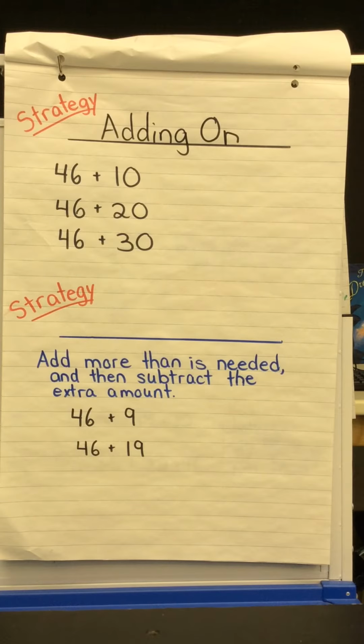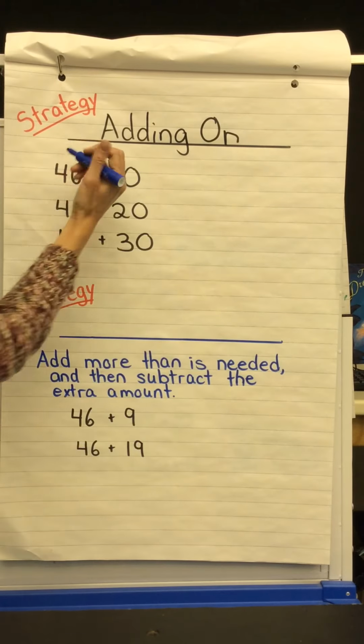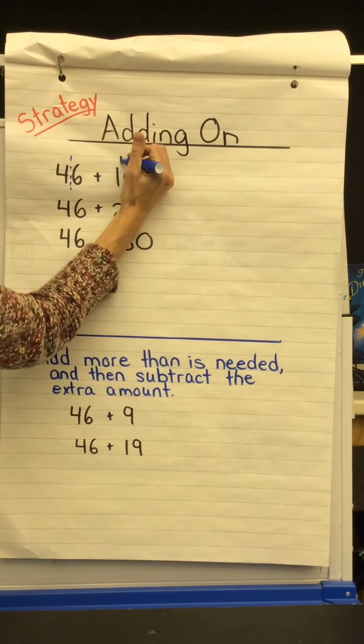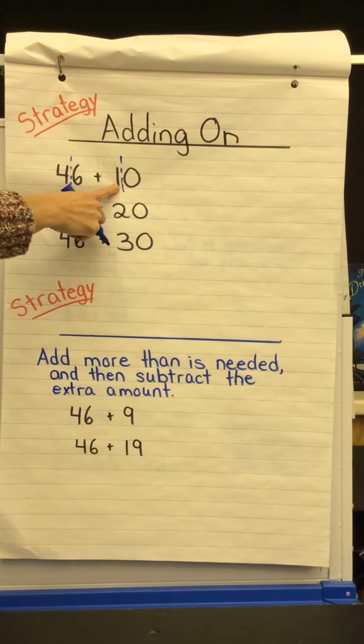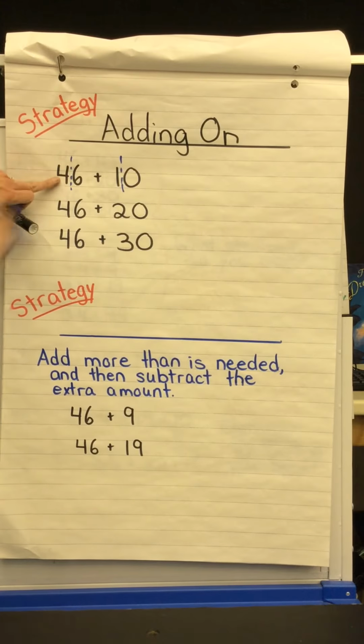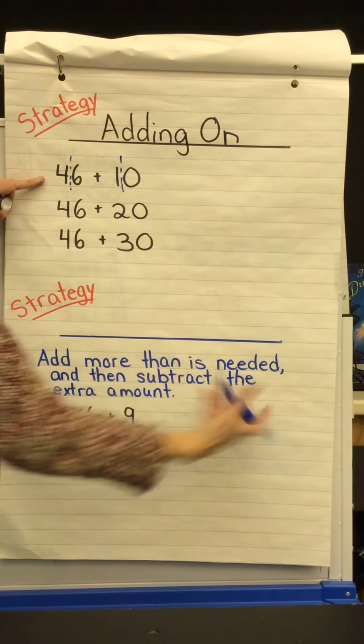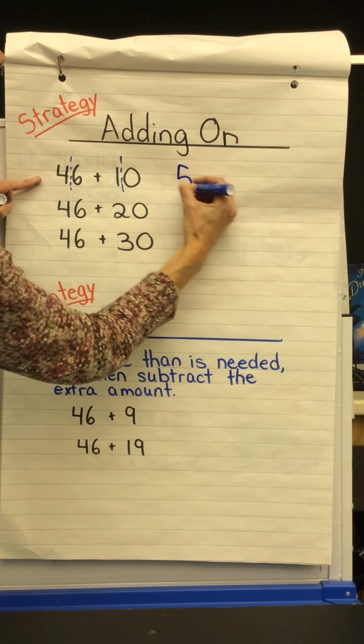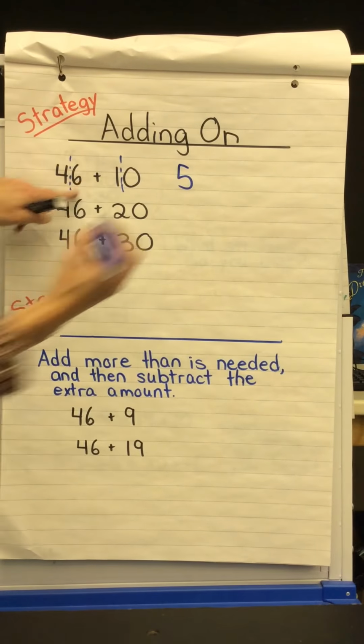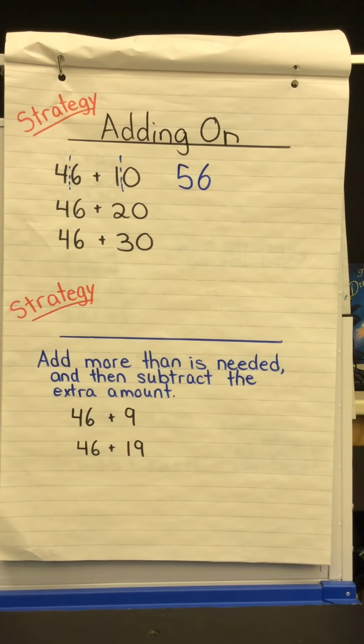If we have 46 plus 10, we'll want to look at our 10s and our 1s columns. And here we have a 1 in the 10s that we need to add to this column of 10s. So 4 10s plus 1 more is 5 10s, and there's no change in the 1s, 56.